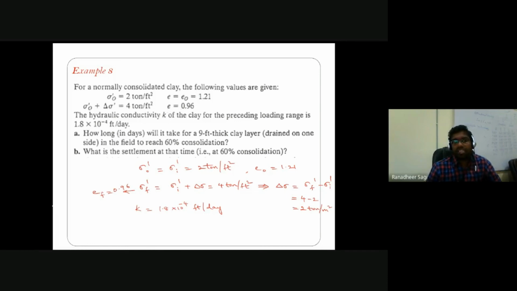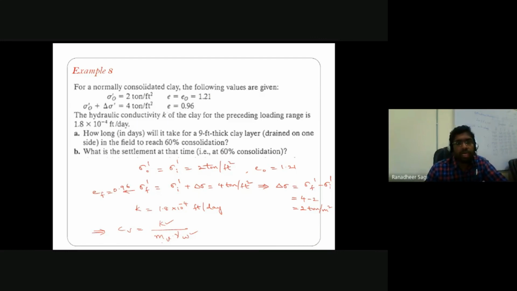But what is given is some data relevant to the increment in stress, and the coefficient of permeability is given. So is there any possibility for us to find the coefficient of consolidation? Let us try to see. We have seen earlier that CV is K by MV into gamma W. K is already given. Gamma W is a standard value; convert it according to the units you want to use and substitute the value of gamma W there.